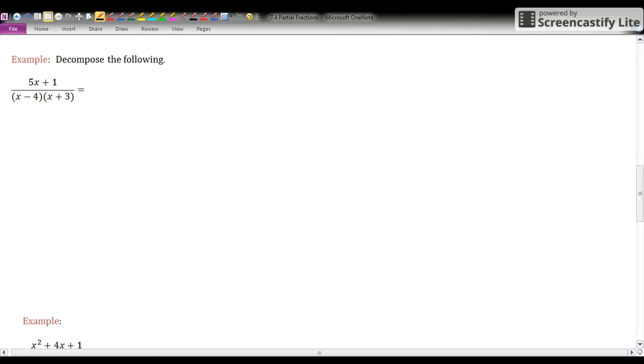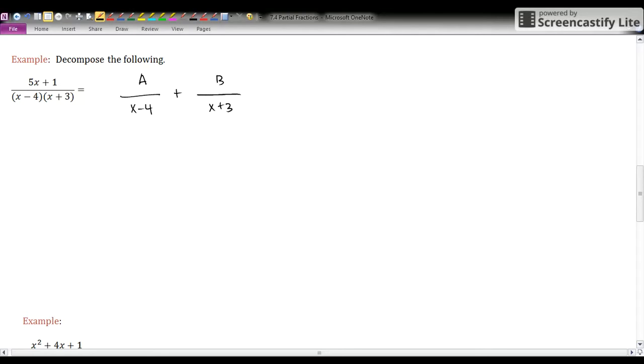So now we're just going to break down. So I would factor down the bottom. I've saved some time by factoring it for us. And now I'm ready to decompose this. I have an x minus 4, and that's linear, so we'll just do variable a. And I have an x plus 3, and that is also linear, so variable b. And now we're all represented, so we're set up.